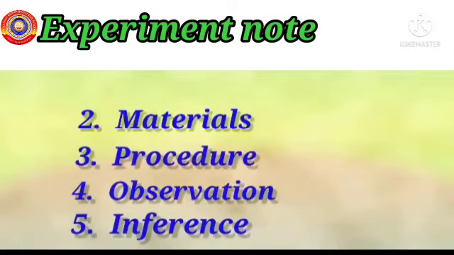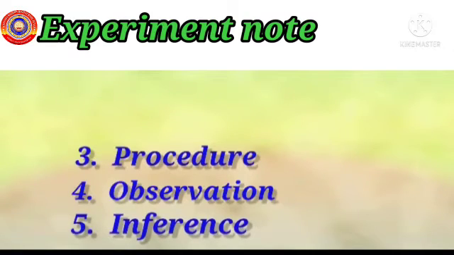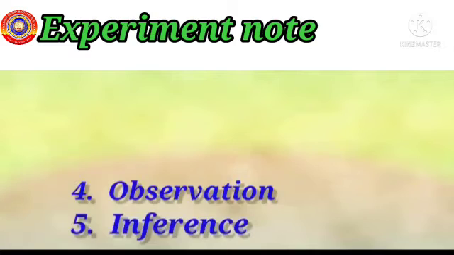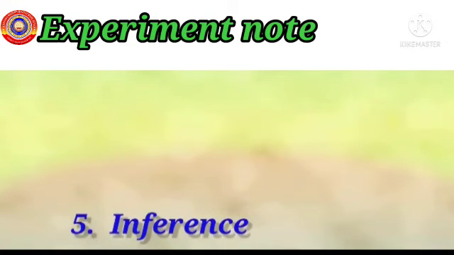Second point, materials required. Here we want to write what are the things we need for this experiment. Third point, procedure. Here you must write the method of this experiment. Fourth point, observation. What we have seen in this experiment is our observation. Fifth and the last point must be inference. Here we must write our findings, that is, the result of our experiment.